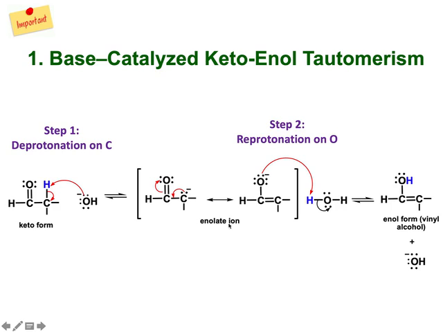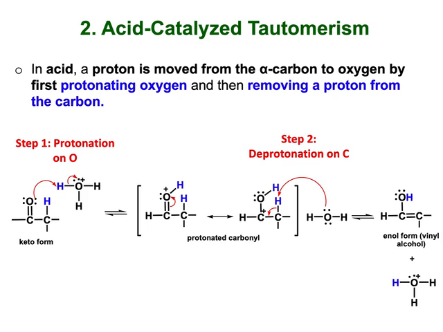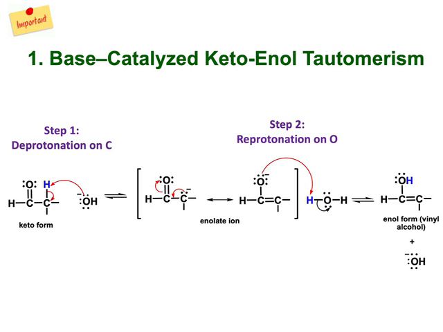So it forms the intermediate enolate ion, C minus or O minus. So this nucleophile abstracts this proton. This becomes the leaving group, OH minus, and this one becomes the alcohol product. Step 2. For base catalyst there are only 2 steps.